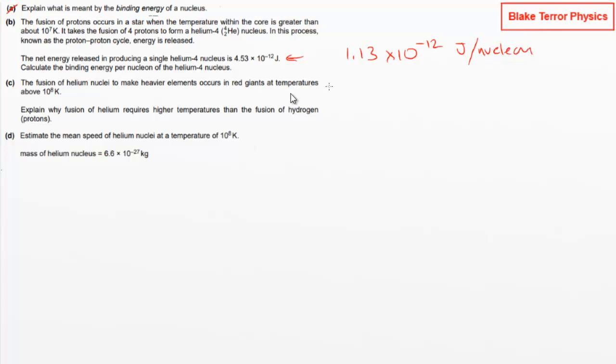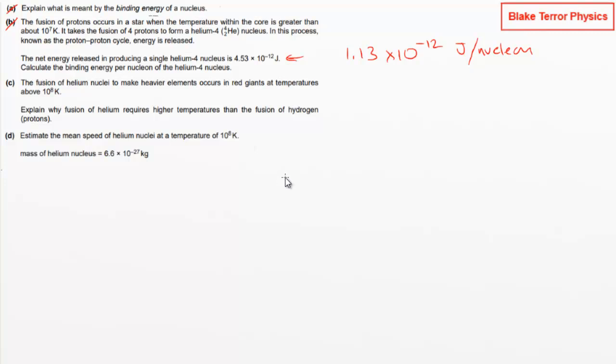Yep. C, the fusion of helium nuclei to make heavier elements occurs in red giants at temperatures above 10^8 Kelvin. Right, so we've gone up by an order of magnitude. Explain why fusion of helium requires higher temperatures than the fusion of hydrogen, i.e. the protons. Right, well, we've now got a higher repulsion.